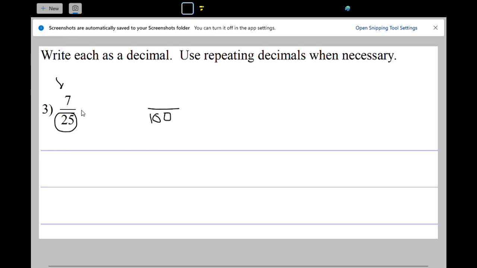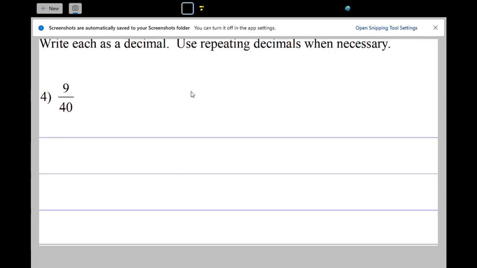So what we're going to do here is multiply both top and bottom by 4 in this case. So 7 times 4 is 28 out of 100. And that 28 is my decimal, so I got 0.28. Easy, simple problem here.